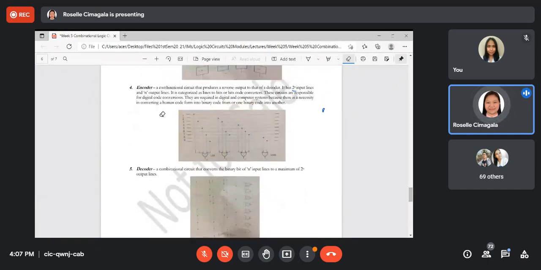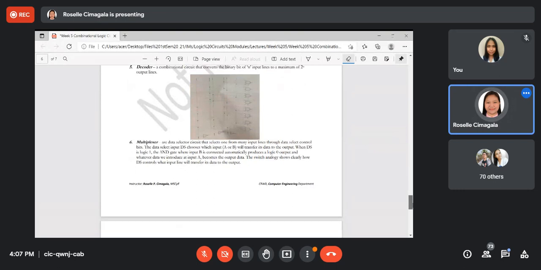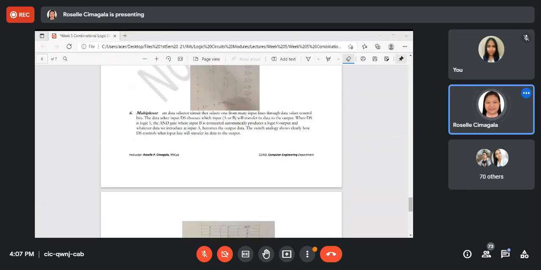So again, just remember: the encoder has 2 to the n input lines, while the decoder has n input lines. The input of the encoder becomes the output of the decoder, and vice versa. And then next is the multiplexer.